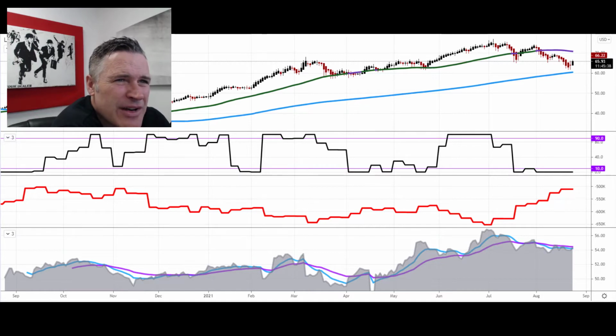So now let's go on and look at two other aspects around fundamental information. That's rig counts and inventories.